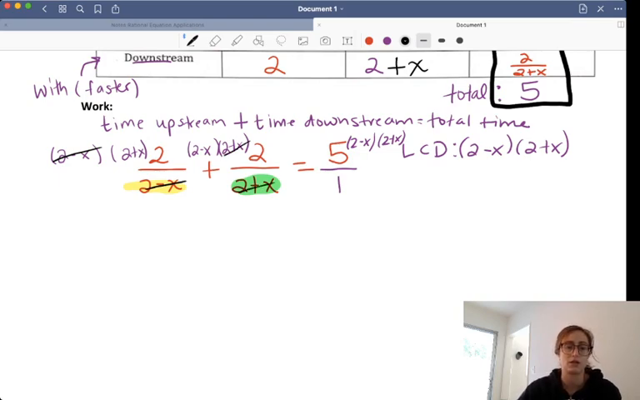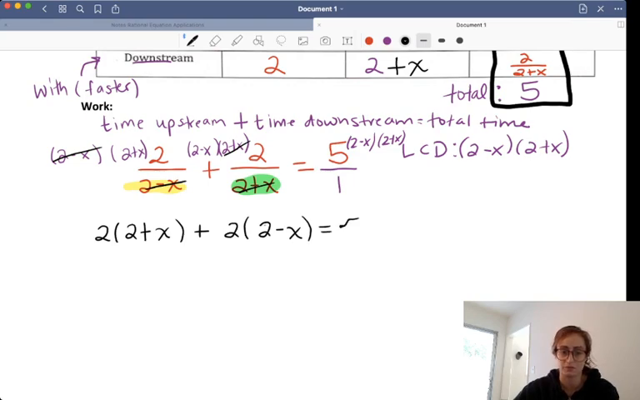So now I'm going to write everything I have left. My first fraction, I'm left with a 2 and a 2 plus x. This one I'm left with 2 and 2 minus x. And this one, I have 5 times 2 plus x times 2 minus x.